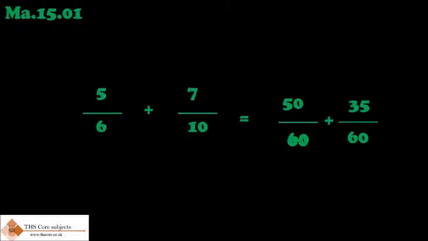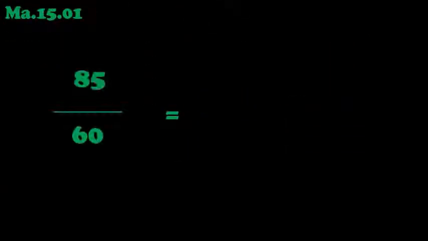This gives us 50 over 60 plus 35 over 60. Add the numerators together, giving us 85 over 60. As you can see, the numerator is bigger than the denominator. This means that the number can be written as an improper fraction.